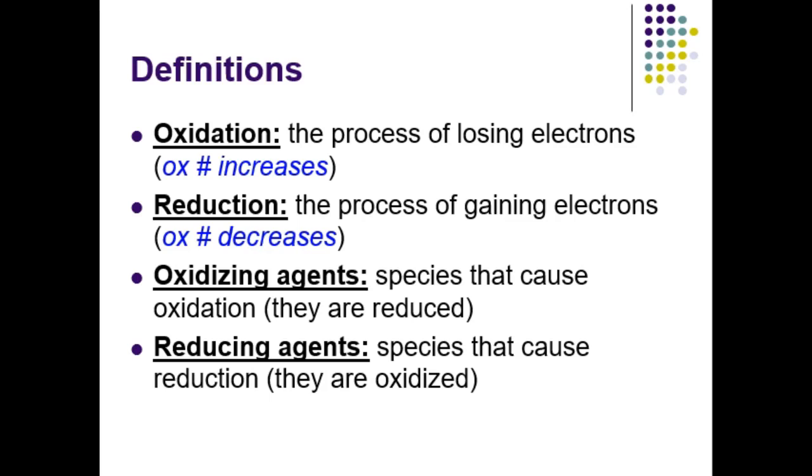All right, so definitions. Please pause this and write this down. These 4 things are really important to us. Oxidation is the process of losing electrons. So if we're losing electrons, we're becoming more positive. Reduction is a gain of electrons, so we're becoming more negative. And then oxidizing agents are the species or substances that cause the oxidation, so they're going to get reduced, meaning they're going to get more negative. And reducing agents, the ones doing the reducing, are getting oxidized, so they're getting more positive, okay? So if you need to, stop the video.